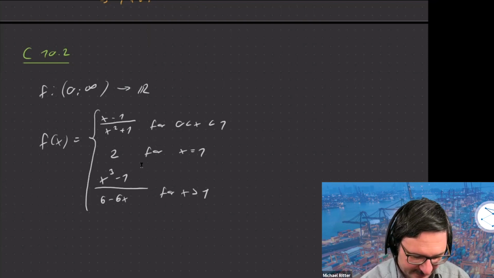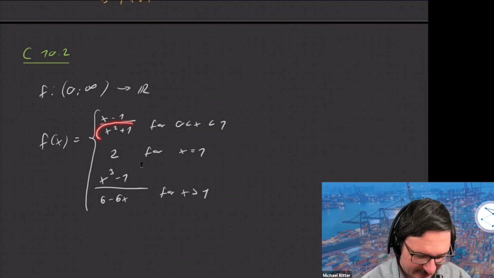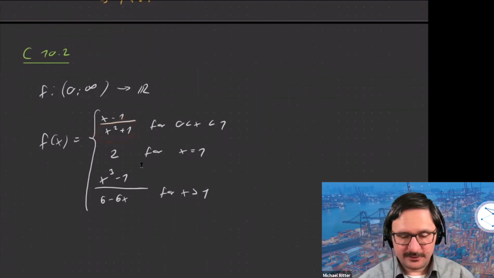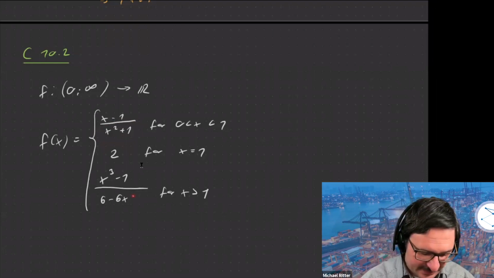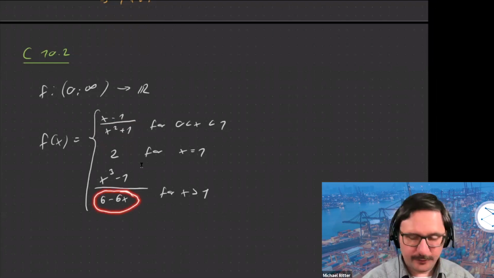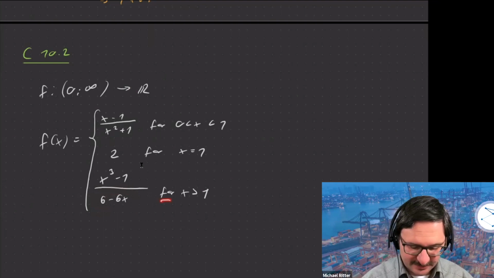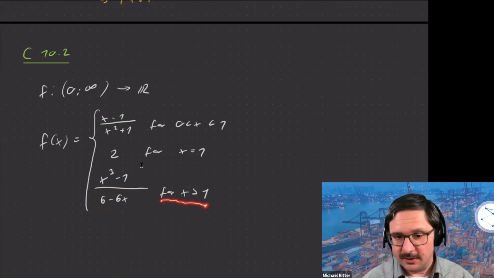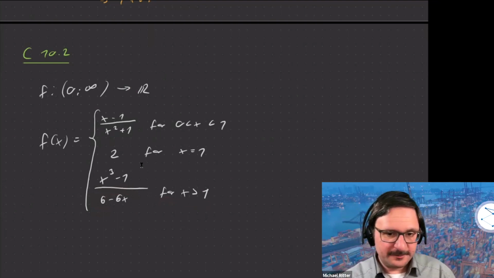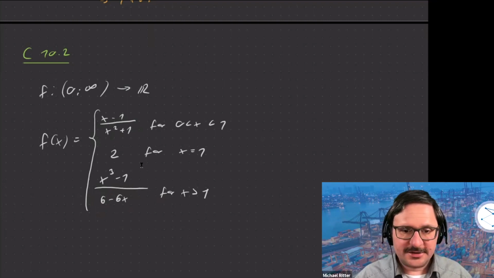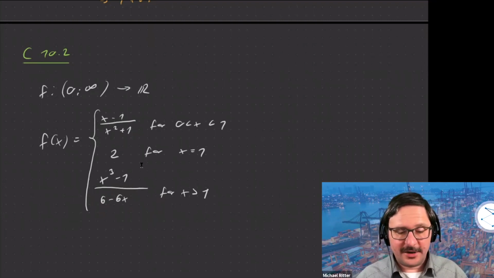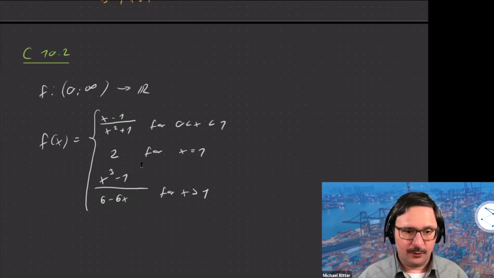And you will notice that this denominator here does not have any real roots, so that's not a problem. This denominator here does have a real root, which is 1. 1 is explicitly excluded here. So again, not a problem. So this definition really works. And the question here is, compute the left and right limit of the function f for x tending to 1, and is the function continuous at 1?